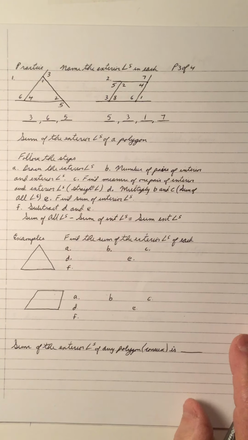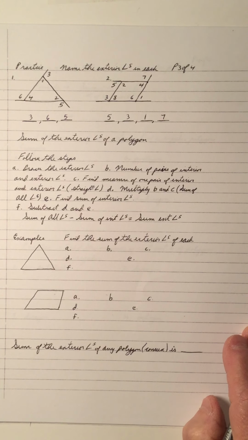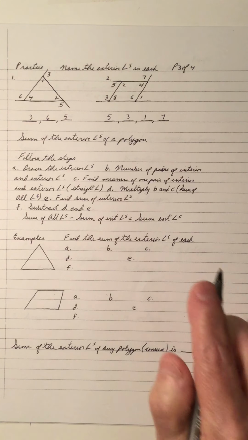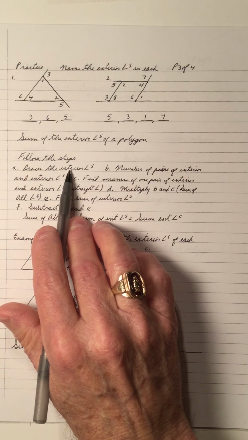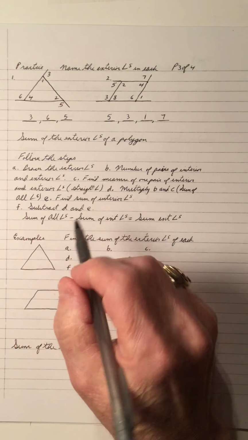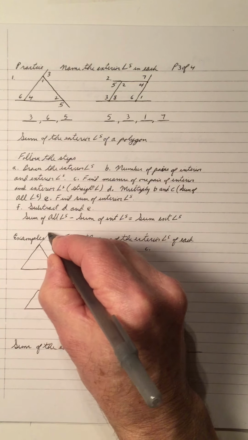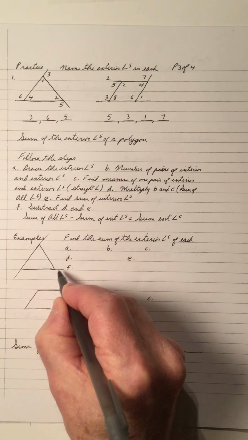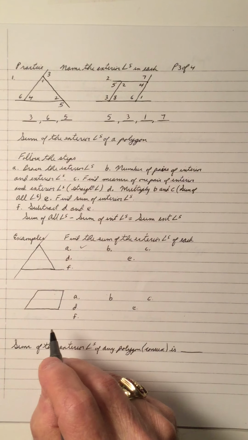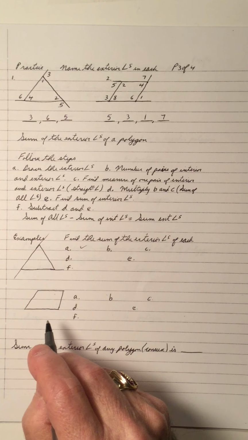So let's find the sum of the exterior angles. Follow the procedure I'm going to do for you. Let's follow these steps. A: draw an exterior angle at each vertex. So draw that one, and that one, and that one. So A is done. I have the 3 exterior angles done.